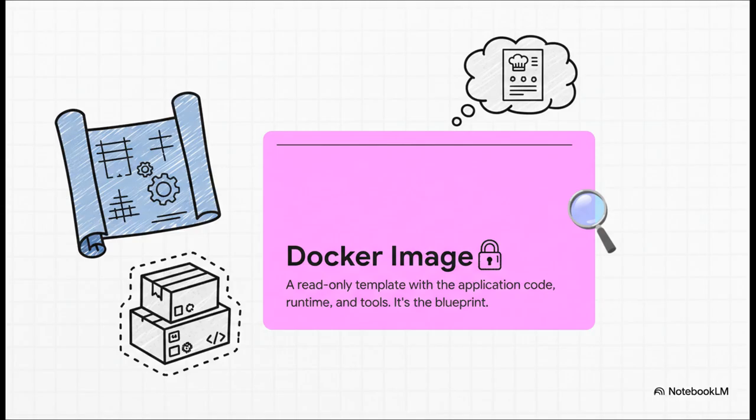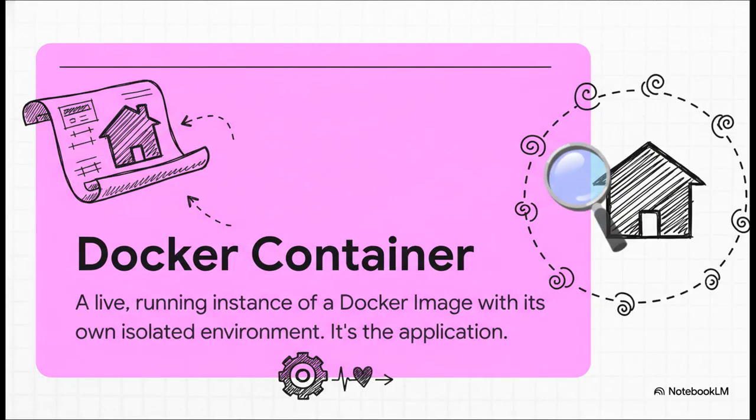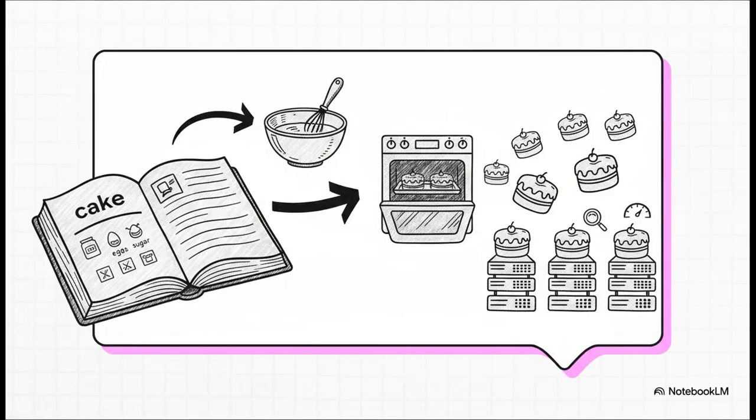It's the master plan. Then, when you actually take that blueprint and you tell it to run, what you get is a container. This is your application, alive and running. It's the house that you built from the blueprint. And really importantly, it's completely sealed off, totally isolated from everything else on your system. And this quote just nails it, right? An image is the recipe, a container is the cake.